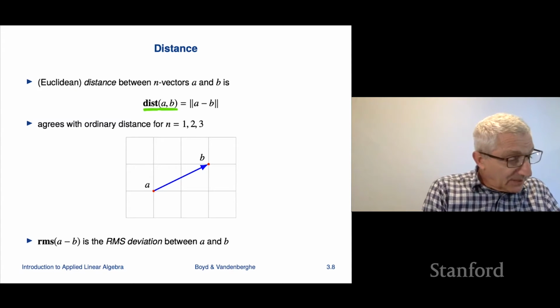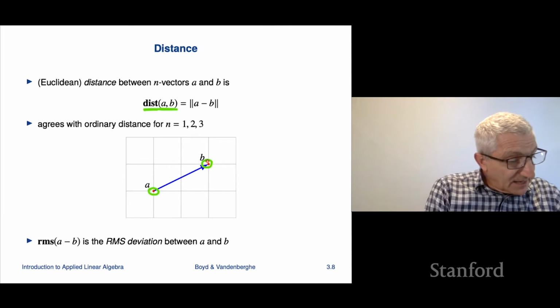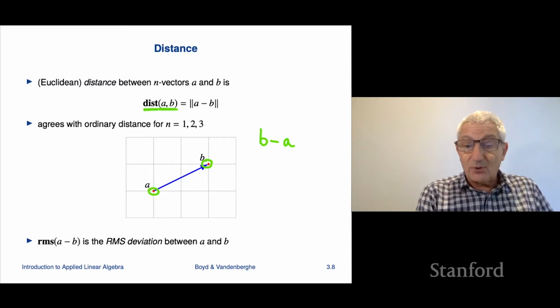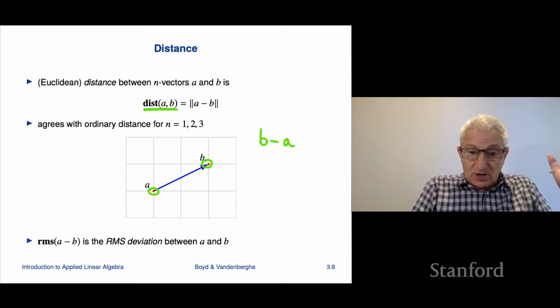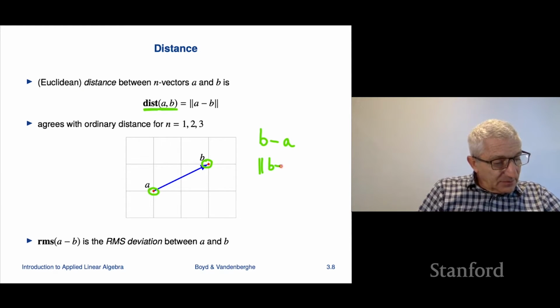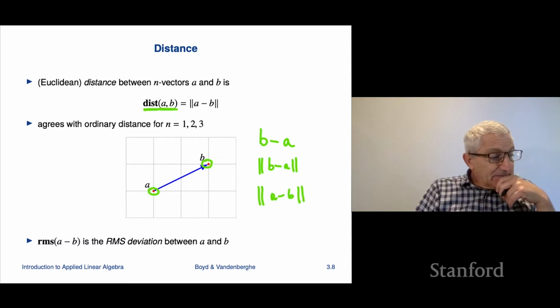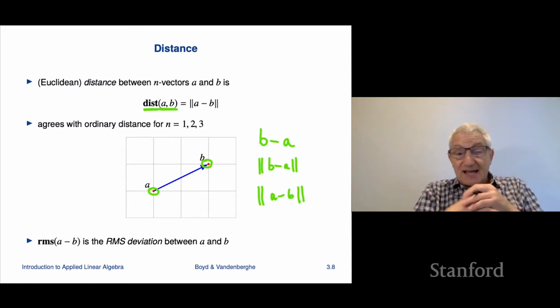And the picture might be this. That's the point A, that's the position B. In this case, B minus A is the vector shown by the blue arrow, which in this case is (2, 1), if we believe the units on that grid are units. And then the distance between A and B would then be the norm of B minus A. That's the same, of course, as A minus B. They're the same thing. So that's the distance between two vectors. And it agrees with the ordinary distance that you learned about in your algebra class. Certainly for dimensions 1, 2, and 3, it's the same.